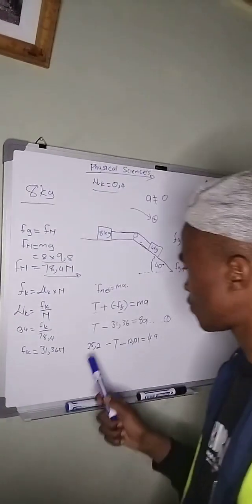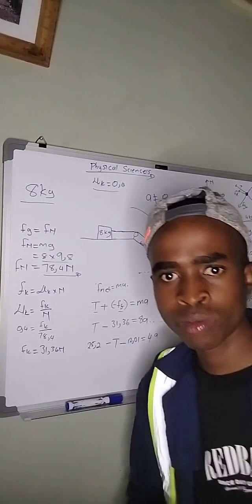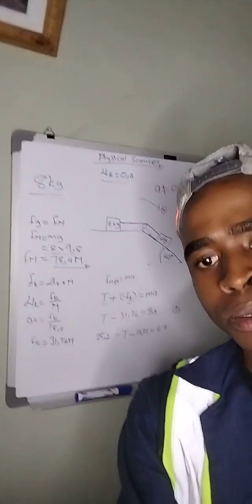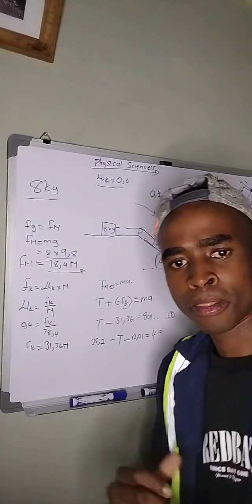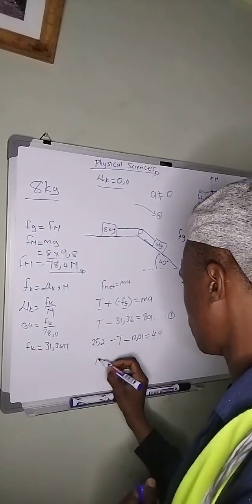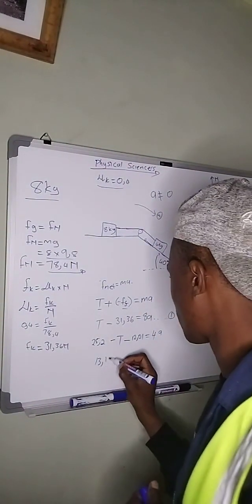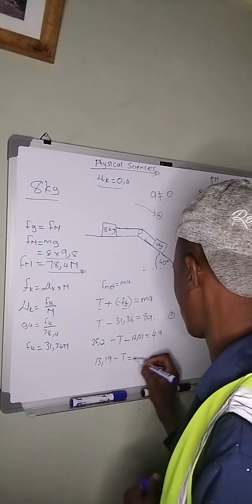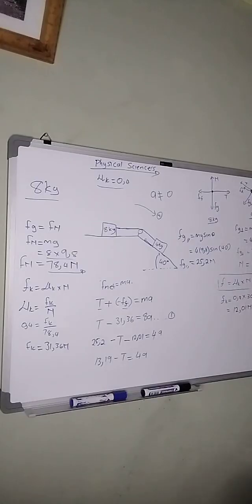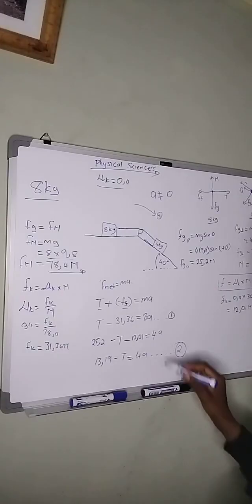So what is 25,2 minus 12? It's going to be 13,19 minus t equals 4a. Now you can see where we have our equation number 2.